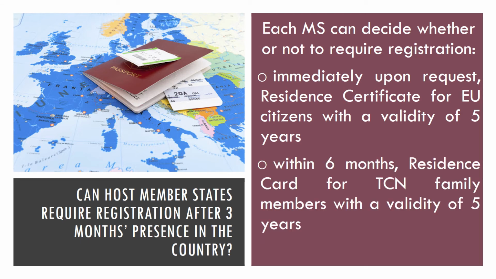TCN family members of mobile EU citizens must be provided with a residence card within 6 months of the request. This residence card has a validity of 5 years, but might expire in the event of prolonged absences. The validity of this residence card cannot be affected by temporary absences not exceeding 6 months in the space of a year, or by absences of a longer duration for valid reasons.